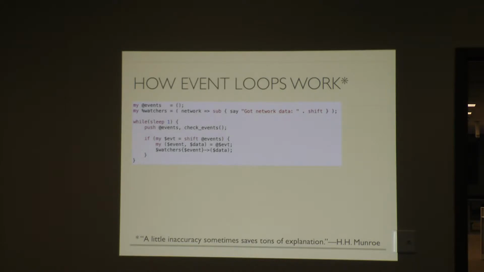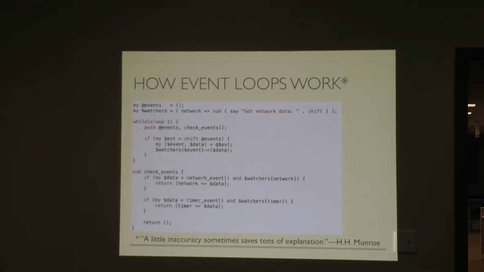So in our case, we're going to shift off here what we get, and this is what we're passing into our subroutine right here. Very nice. So what does check events look like? Well, I'm sorry, I'm really just pushing the abstractions further and further down.